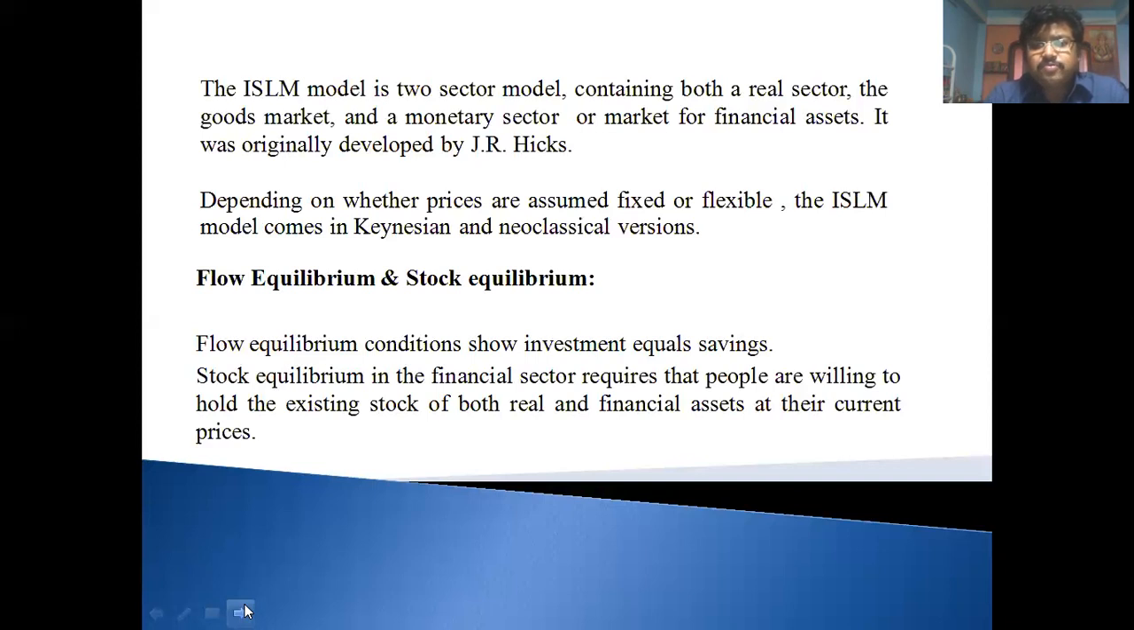Suppose the demand for financial assets is greater than the supply of financial assets, then there is a change in the price level of the asset, and it will affect the consumption and real investment of individuals.